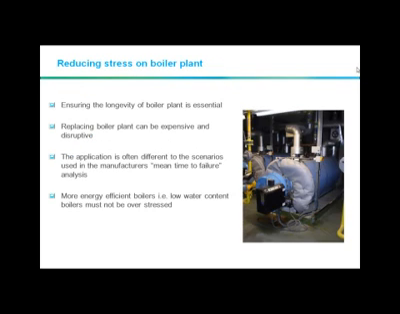Each time a boiler is fired, it's quite a difficult thing to equate, but it's quite well known that each time a boiler fires, the boiler comes under thermal stress, both from a thermal point of view and on components and so forth. And replacing boiler plant can be very expensive. Applications are often different to the manufacturer's mean time to failure analysis.